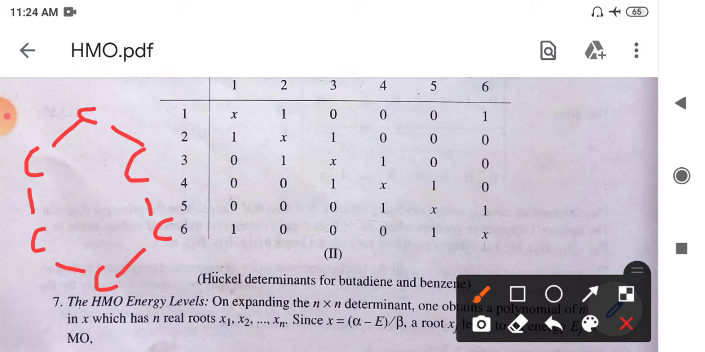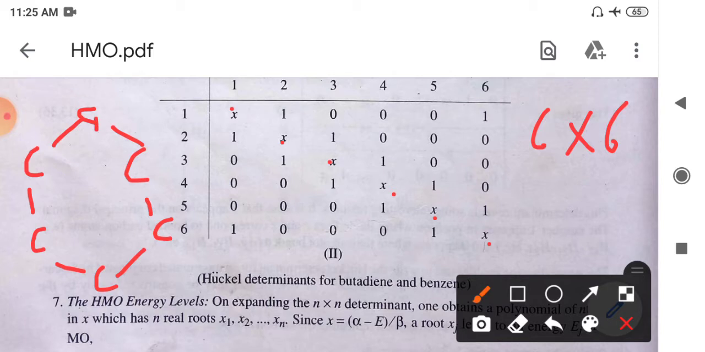So this benzene system consists of what? Six carbon atoms. So we should get the 6 by 6 secular determinant. Now along the diagonal we have to write x, x, x. So all these are along the diagonal, we will get the constant value of x.